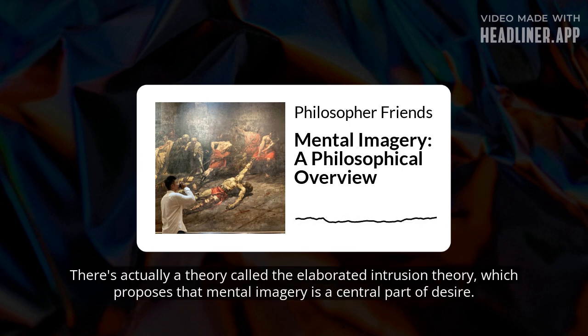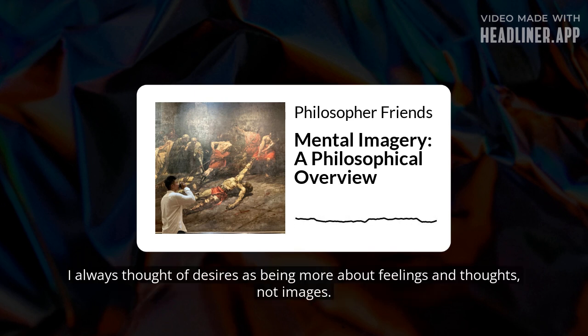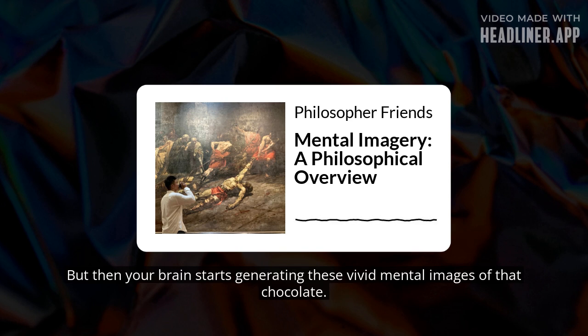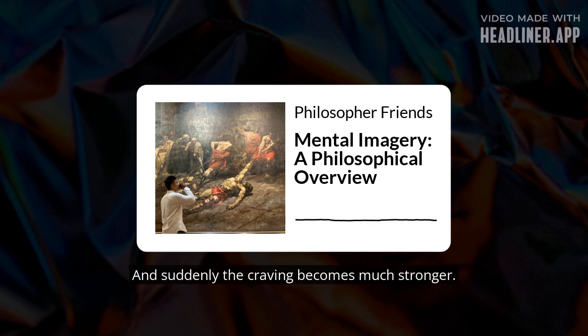Absolutely. There's actually a theory called the elaborated intrusion theory, which proposes that mental imagery is a central part of desire. Really? I always thought of desires as being more about feelings and thoughts, not images. Well, think about it this way. Desires might start with a thought like chocolate would be nice, but then your brain starts generating these vivid mental images of that chocolate. Uh-huh. Its rich color, its smooth texture, the way it melts in your mouth, and suddenly the craving becomes much stronger.